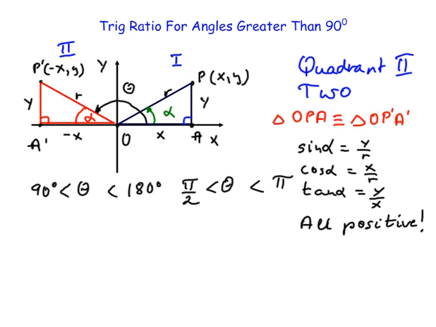Trigonometric ratio for angles greater than 90 degrees. So what do we have here on the diagram? You'll see two triangles, the one in blue, OAP, and the one in red, OA prime, P prime. These two triangles are congruent, which is indicated here. So what that means is that corresponding sides are of equal length.